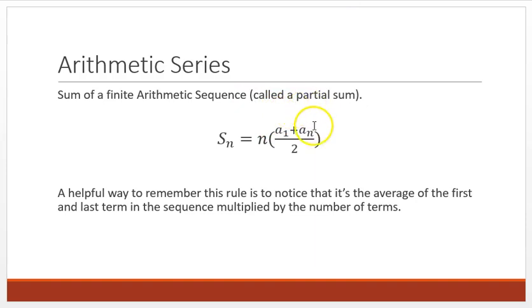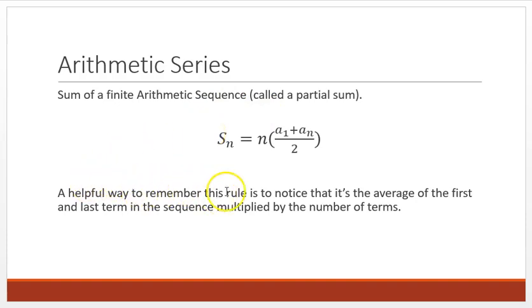So if you take the first and the last number, add them up, divide by 2, and then multiply by however many numbers you have, like if they said add the first 10 terms together, then this n value would be 10, because you're adding 10 numbers together. That would be the sum of all of those numbers together.